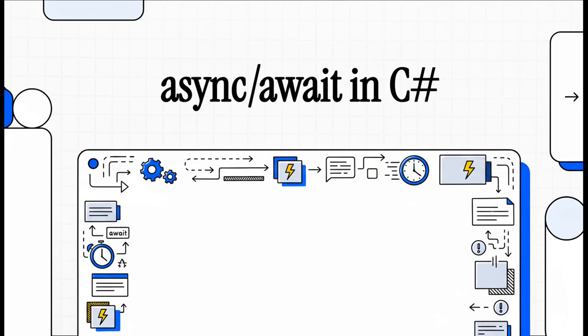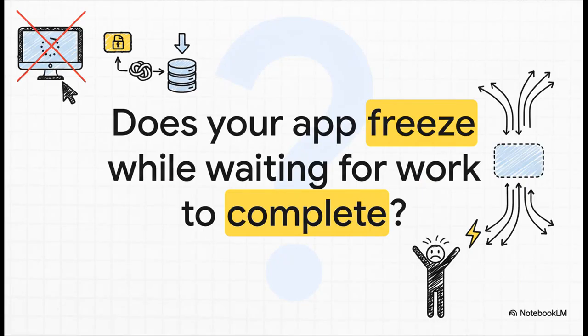All right, let's talk about one of the most powerful and, let's be honest, sometimes confusing features in C#, async and await. We're going to break down asynchronous programming and make it super simple and practical. So let's start with something I'm pretty sure we've all run into.